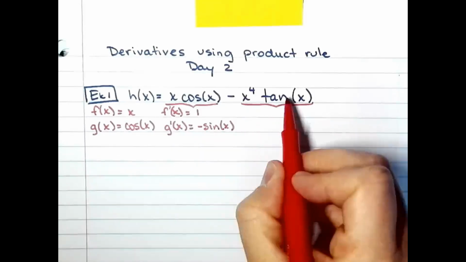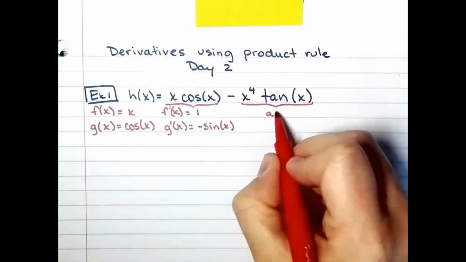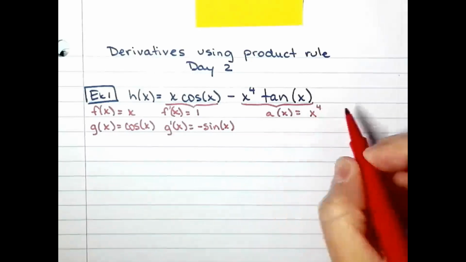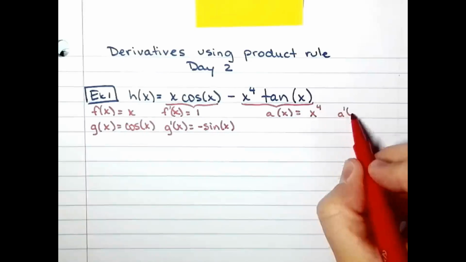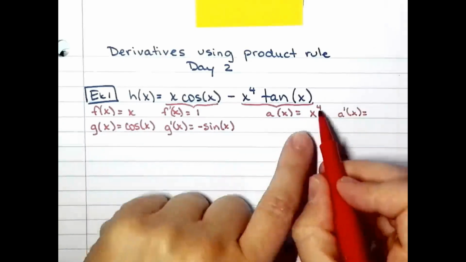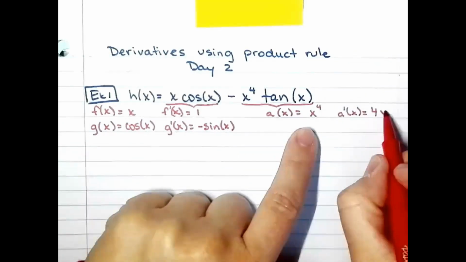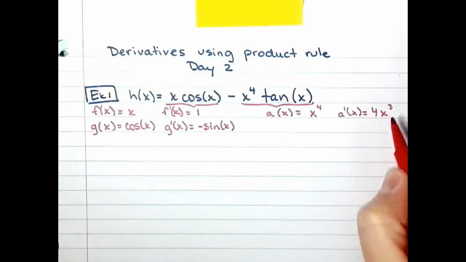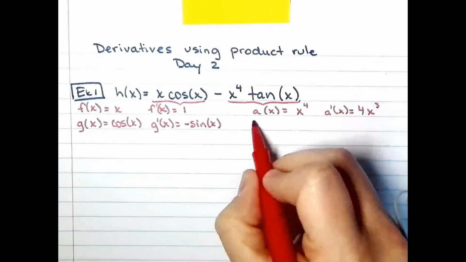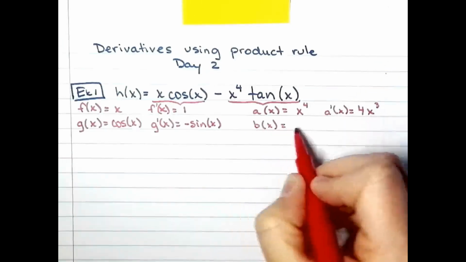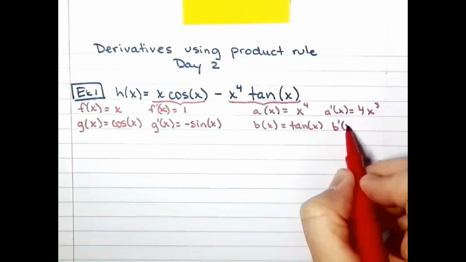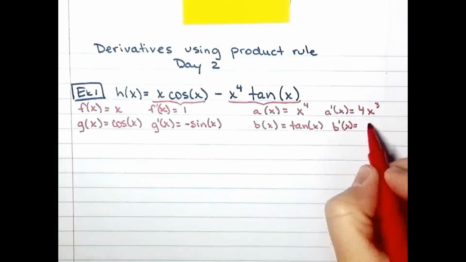I'm just going to call them a and b here, just because I don't want to call another f and another g. So a of x will be x to the 4th power, and a prime of x, 4 goes in the front multiplying, and then I subtract 1 from the exponent. So here I have 3. And b of x will be tangent. The derivative of tangent is secant squared.